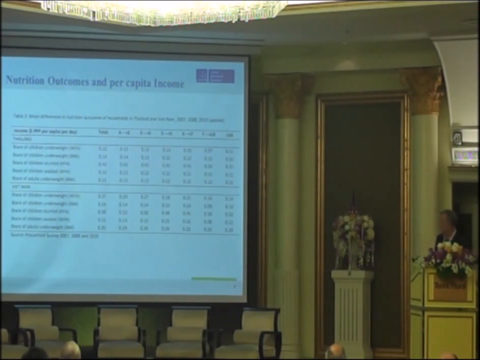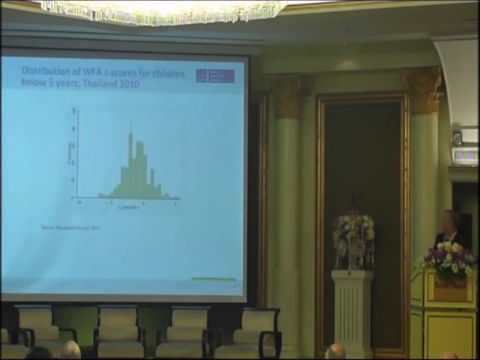Okay, that's the first part. Then we look at the distribution. So this is basically what I said. You calculate these Z-scores for weight for age, and then you have this. This is Thailand, and then here this would be sort of the threshold for undernutrition.